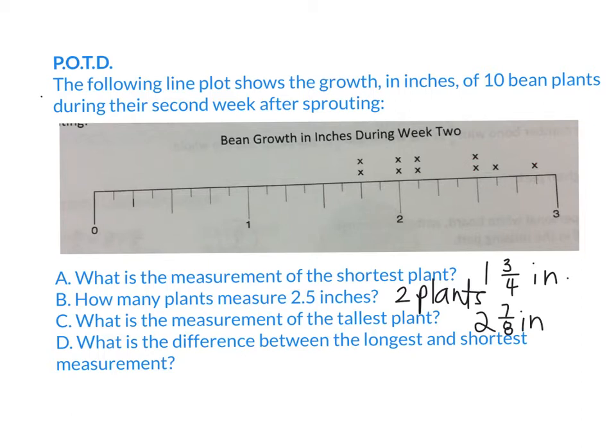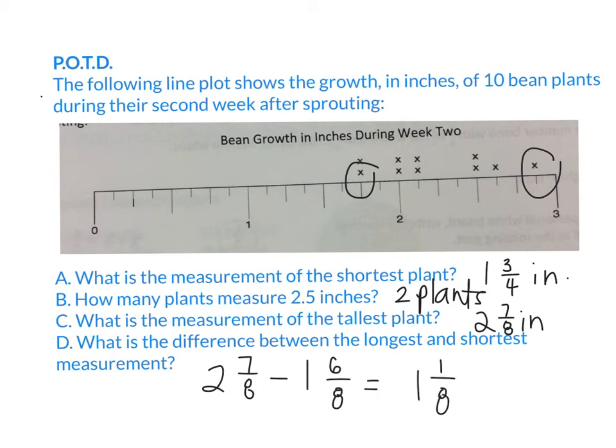Okay, what is the difference between the longest and the shortest measurement? So we know the longest is this one, 2 and 7/8. What's the shortest again? 1 and 3/4 or 6/8. Good. So in order to find the difference, we have to do 2 and 7/8 minus 1 and 6/8. What's 2 minus 1? 1. If I have 7/8 and I take away 6/8, how many do I have left? 1/8. So the difference is 1 and 1/8 inches. Again, we can use what we see in the data, in the line plot, to help us answer questions about the data.